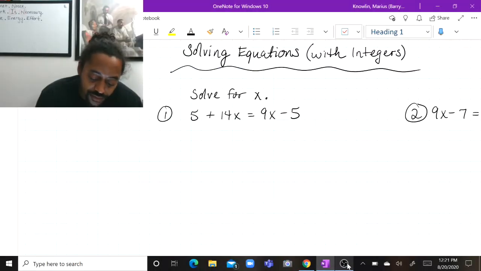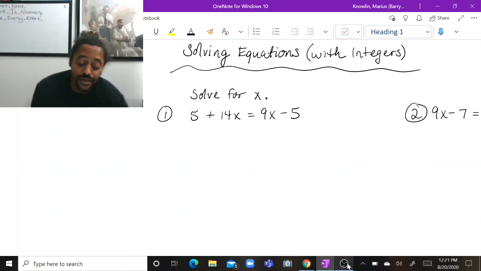All right, welcome back. Today's little lesson is going to be on solving equations using integers. So without further ado, let's go ahead and take a look at these problems. Number one, remember we're going to be solving equations that involve integers, okay?